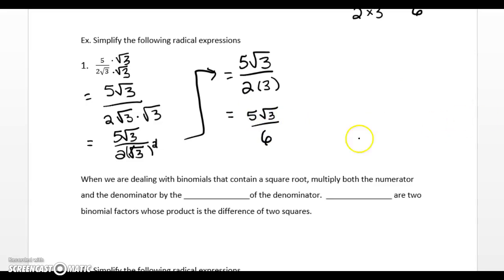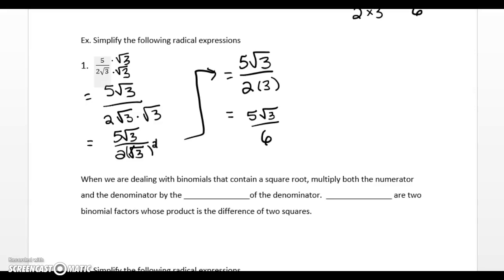One thing that's really important here: say if this had an index of 3 or 4, having a square would not cancel out that radical. So you will have to multiply by the number of times that there are that index number, okay? But this is essentially how you would go about trying to simplify a fraction that contains a radical.